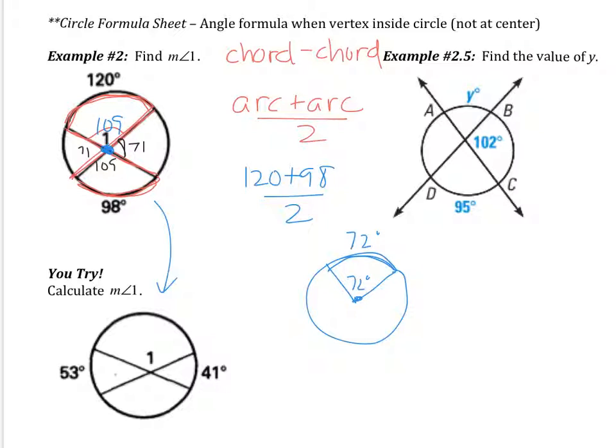This is why I talked about that bow tie idea. When you go to do your formula, 53 plus 41 divided by 2, you're finding this angle, the one inside the bow tie. Okay, and did you get this angle to be 47? So what's the measure of angle 1? 133. So Austin, you were correct. Good job.